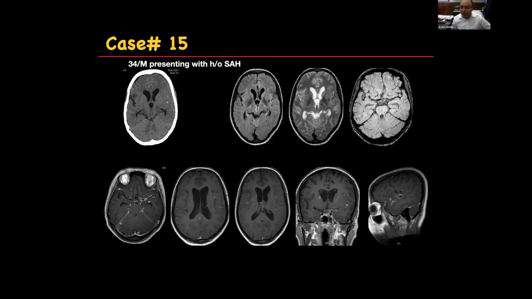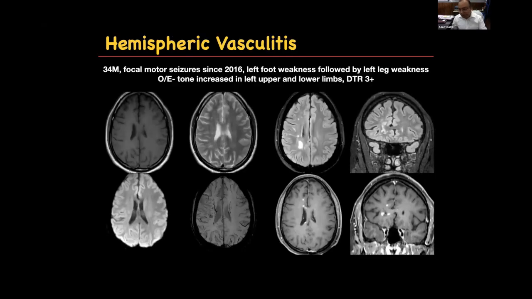We'll see enhancement of the blood vessel in the Sylvian fissure, and there is a hemorrhage presenting as SAH. That is also one of the causes of SAH, vasculitis. This is a case of hemispheric vasculitis where changes are limited to one side. So you can have diffuse involvement, but rarely you can have unilateral involvement.